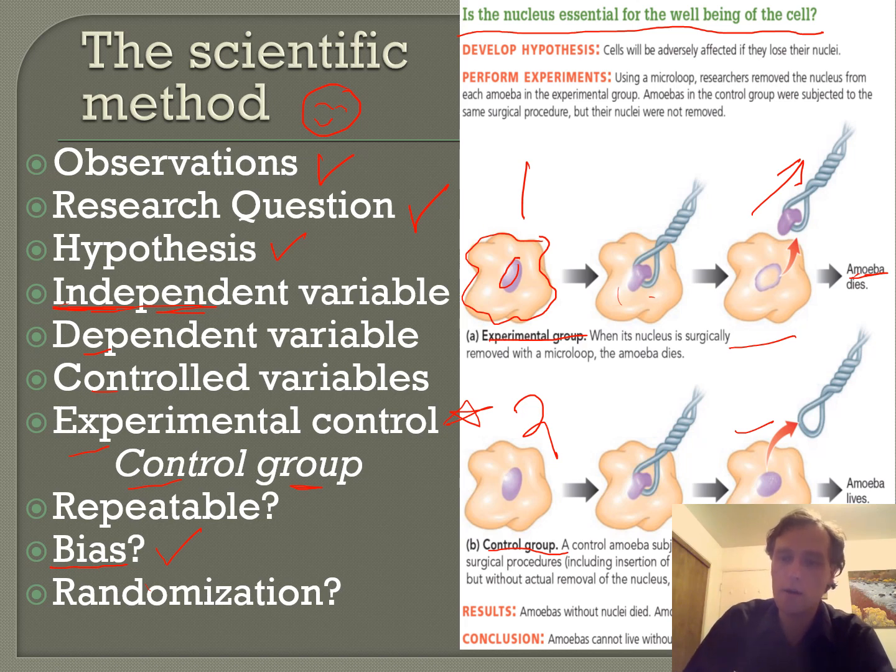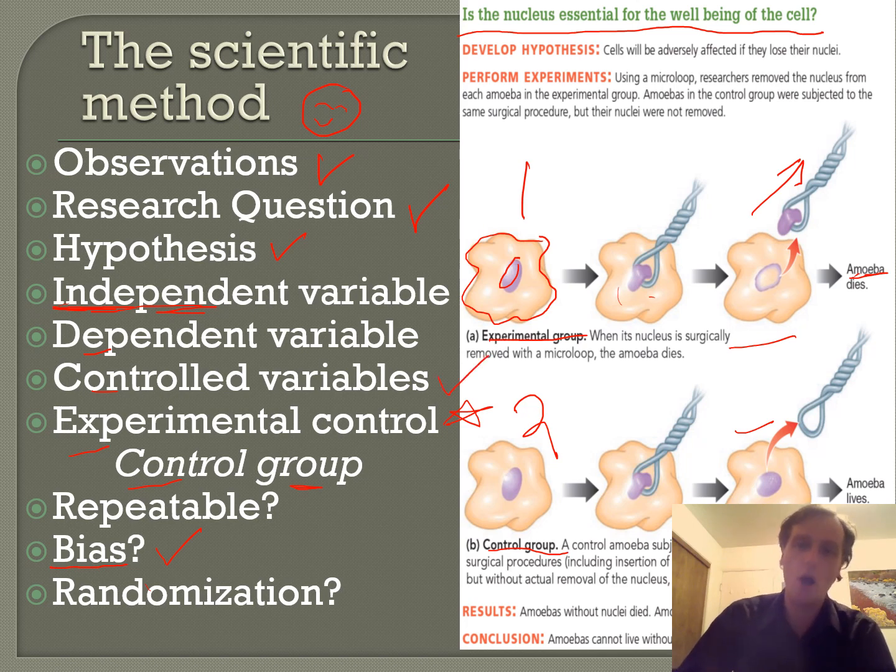So down here, these fellows survived. The control group survived. We can conclude that the nucleus is important to the well-being of the cell. And the well-being of the cell is not the greatest research question. It should be a little clearer, such as is it necessary for life? Well-being is not something that you can measure. You can measure dead and alive. That can be measured. Okay, so let me just talk really briefly about controlled variables.